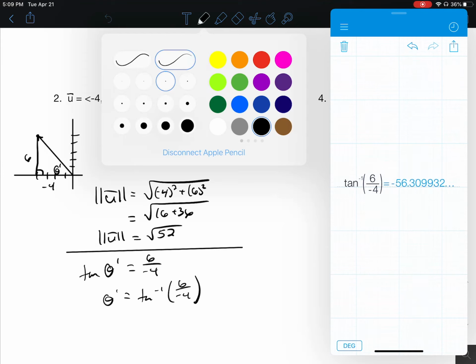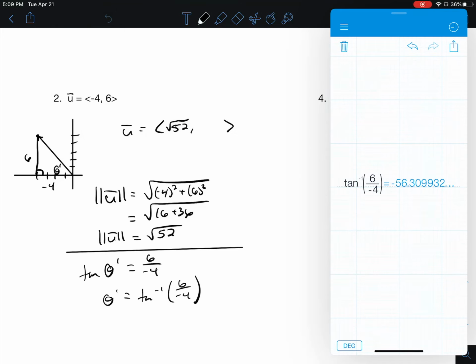Now that says negative 56 degrees. You got to be really careful about this. Negative 56 degrees, that's in quadrant 4. Negative 56 is in quadrant 4, that's down here. This is clearly in quadrant 2.